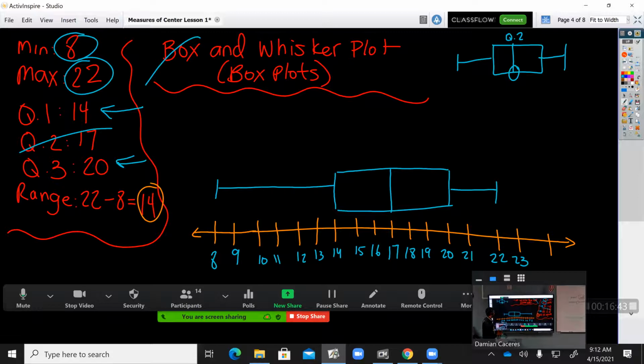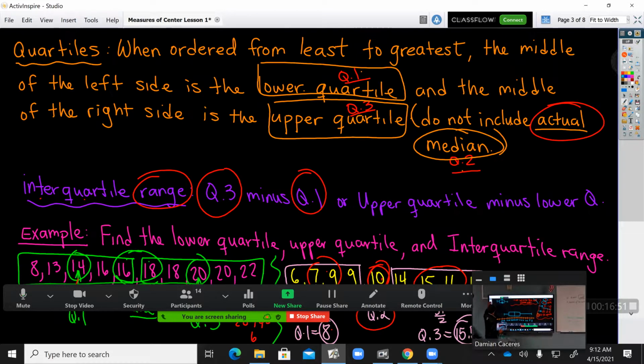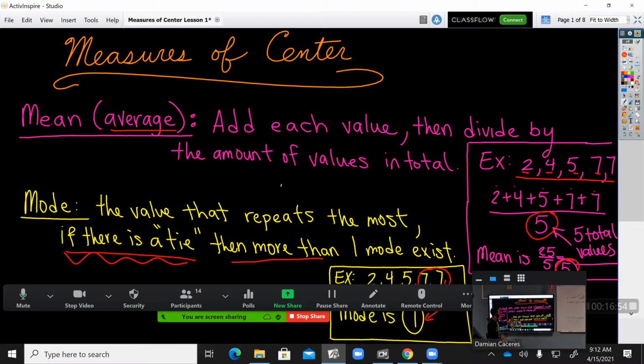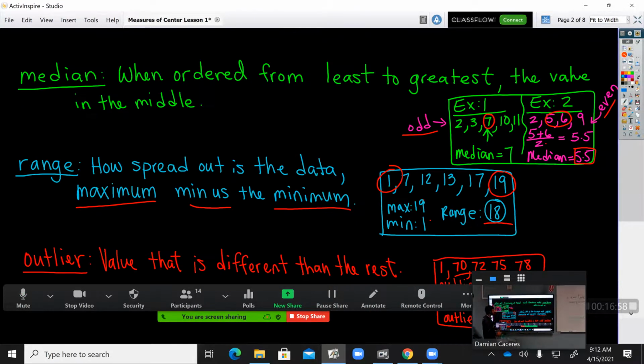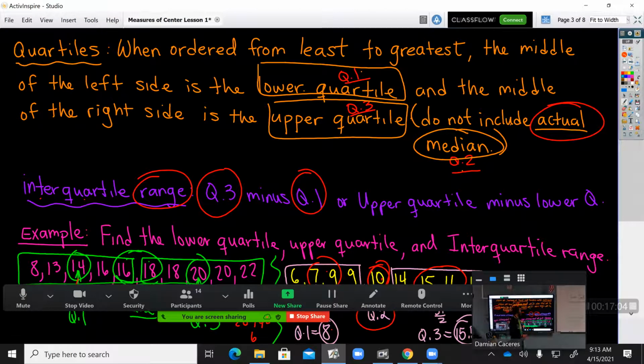Any questions so far? All right, so on the next page, you're going to try this all out together. You're going to find all of these things that we went through. You're going to find the mean, the mode, the median, the range, outlier, if there is one, the quartiles, and the interquartile range. You're going to find all of those things.